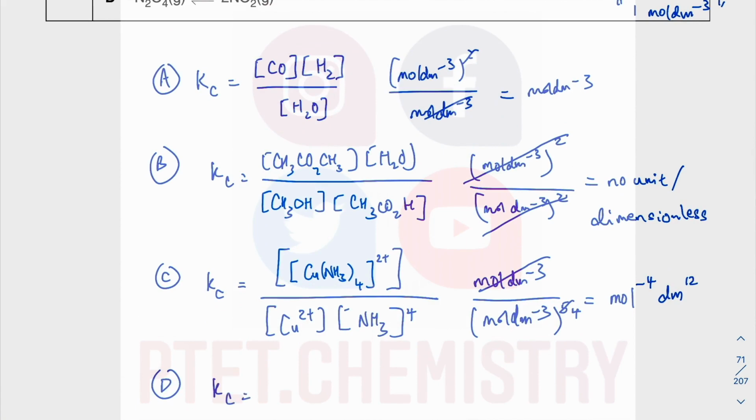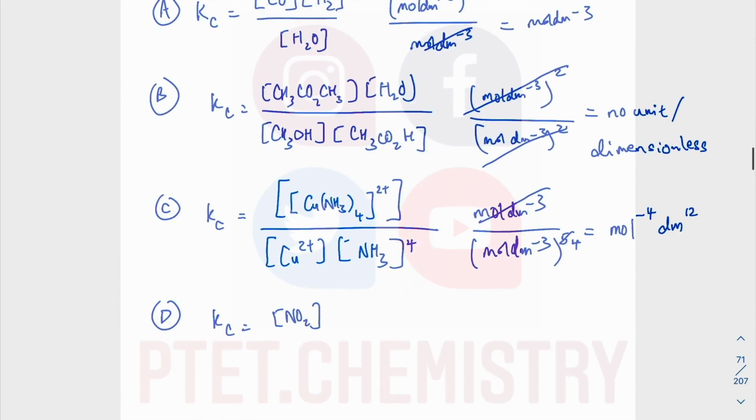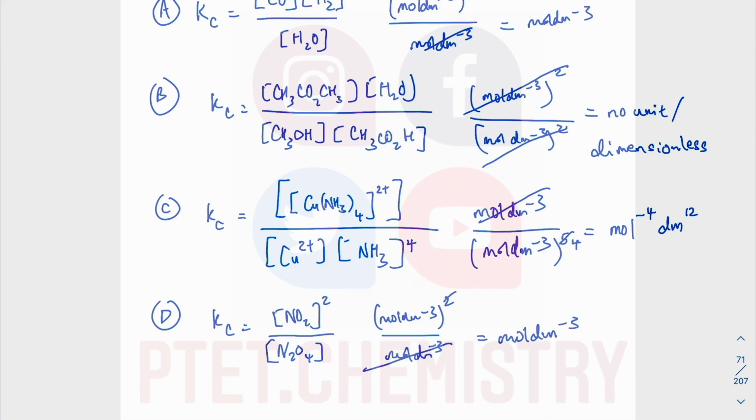So Kc is NO2 to the power of 2, N2O4 to the power of 1. N2O4 square bracket to the power of 1. So this unit is again fairly simple. So there's two of that mole per dm cube on top. I can cross out one whole lot. My unit is just going to be left with mole per dm cube. Alright.